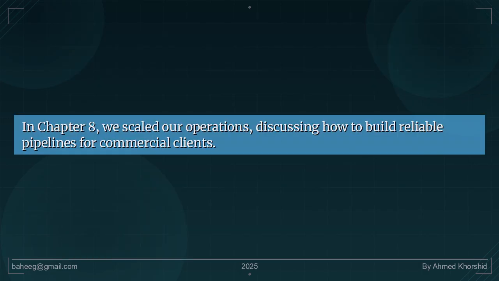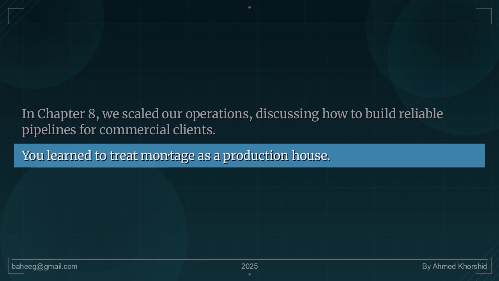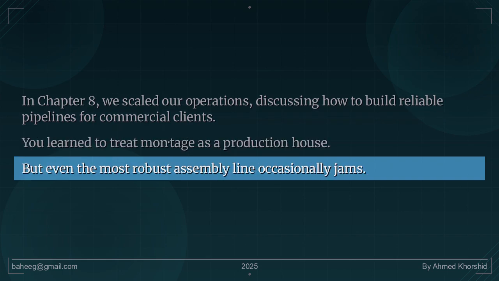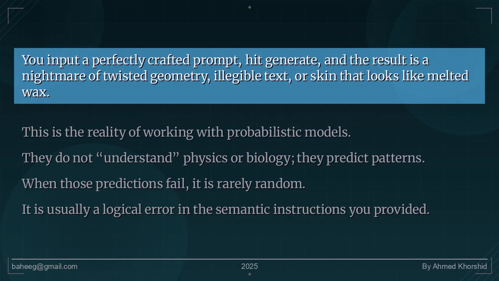In Chapter 8, we scaled our operations, discussing how to build reliable pipelines for commercial clients. You learned to treat Montage as a production house. But even the most robust assembly line occasionally jams. You input a perfectly crafted prompt, hit generate, and the result is a nightmare of twisted geometry, illegible text, or skin that looks like melted wax.